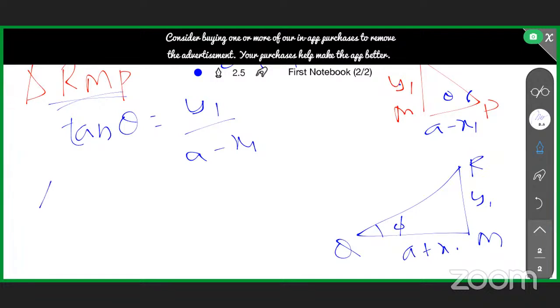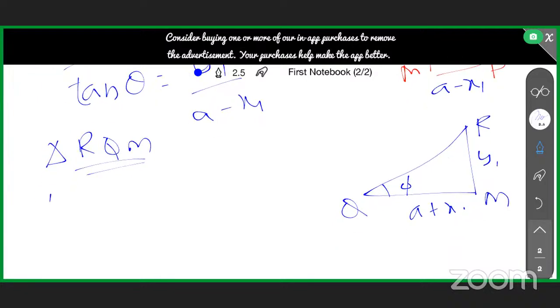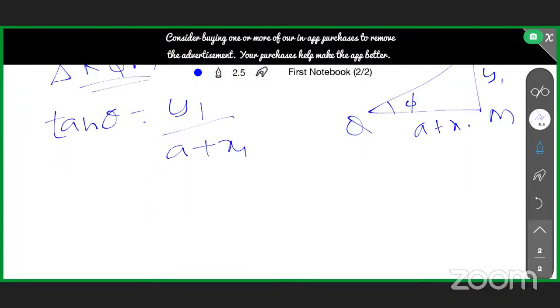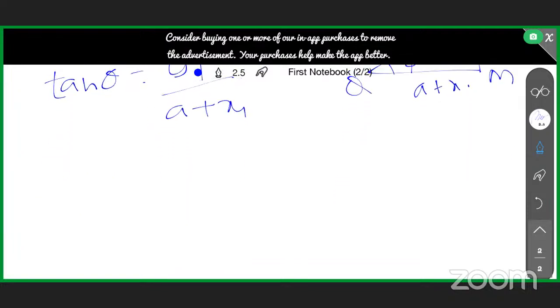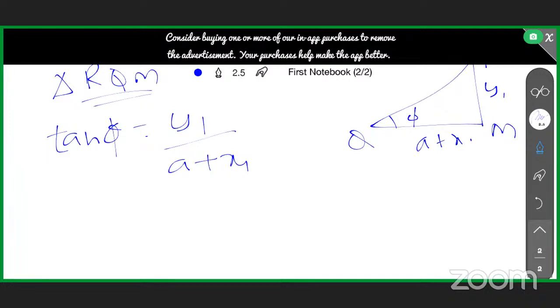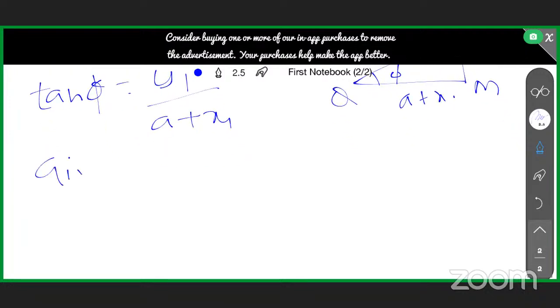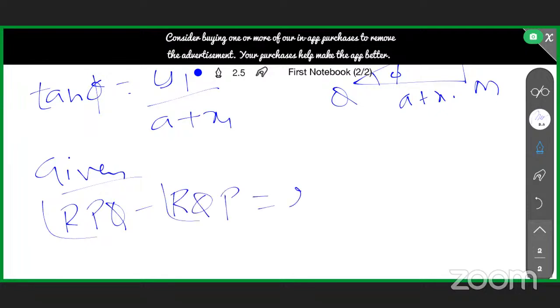So in triangle RQM, if you apply tan, tan phi is equal to opposite side y1 by adjacent side a plus x1. So now I'll take the given. What is the given? RPQ minus RQP is equal to 2 alpha.